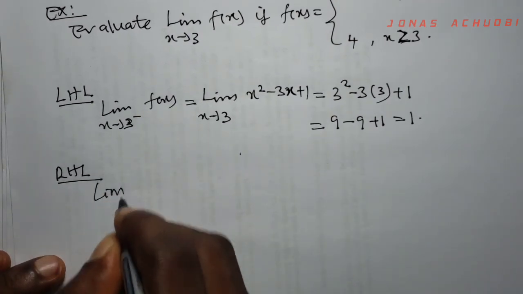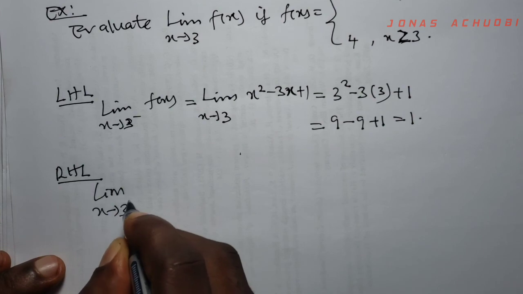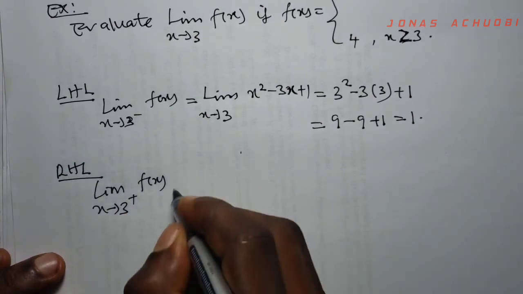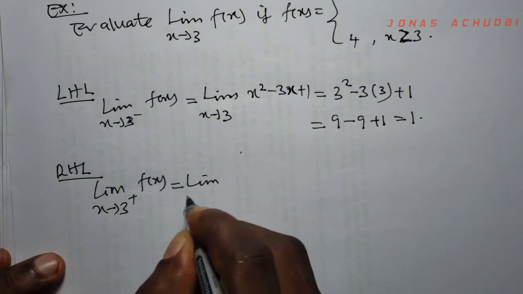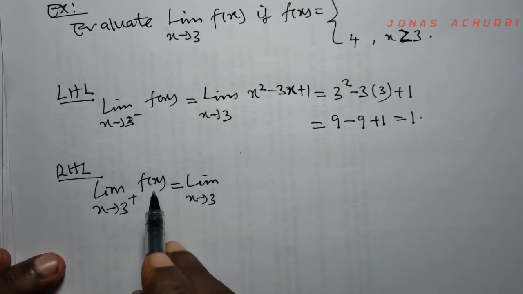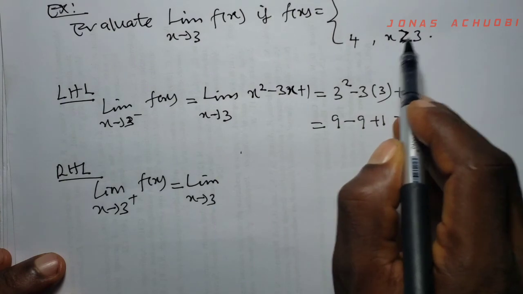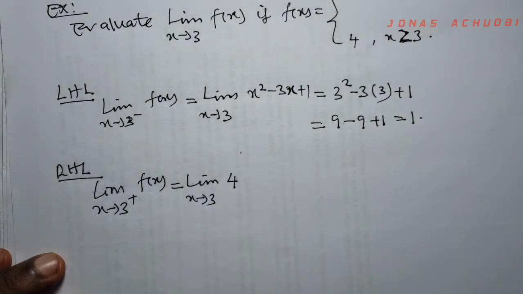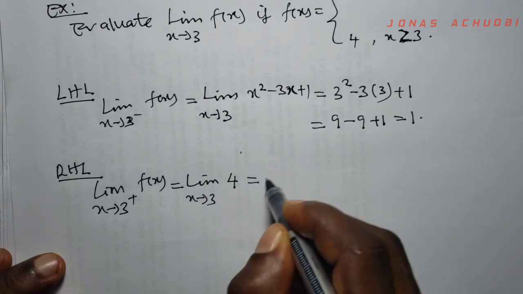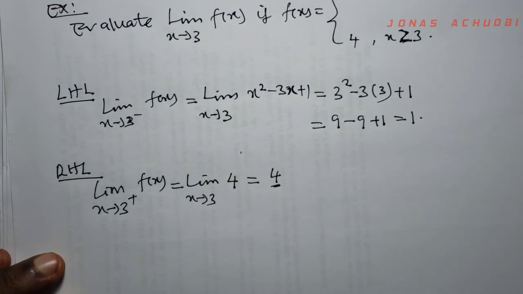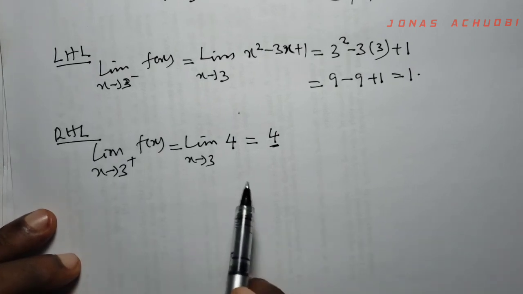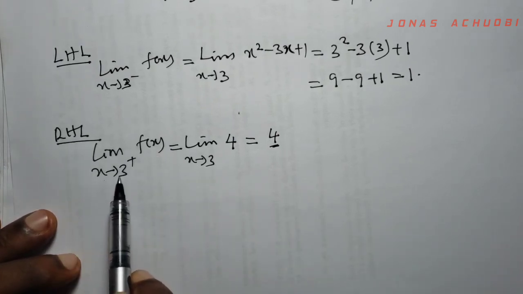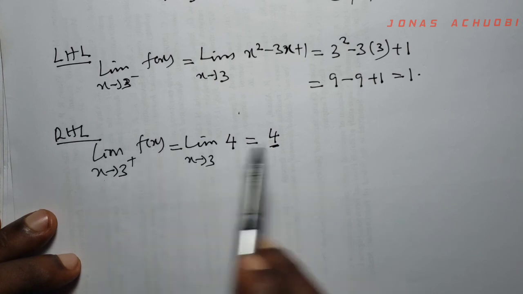We now check also for the right hand limit. So the limit as x tends to 3 from the right of f of x is equal to the limit as x tends to 3. On the right of 3, we said x is greater than 3. The function f of x is defined as 4, a constant function. So the limit of a constant function is just the constant, 4. So we are saying that on the right hand side of 3, as x approaches 3, the function itself f of x is just 4.